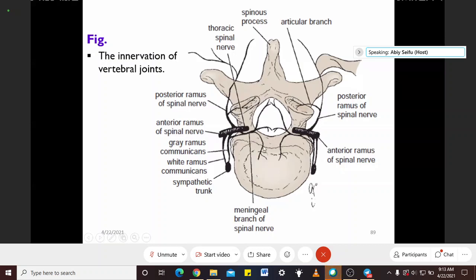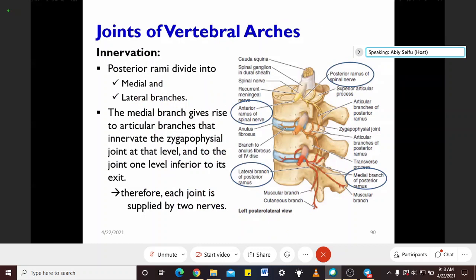Look, this branch specifically supplies the intervertebral disc as well as the bodies of the vertebrae. So primarily, this meningeal branch gives innervation for the joint as well as the structures associated with the intervertebral canals.